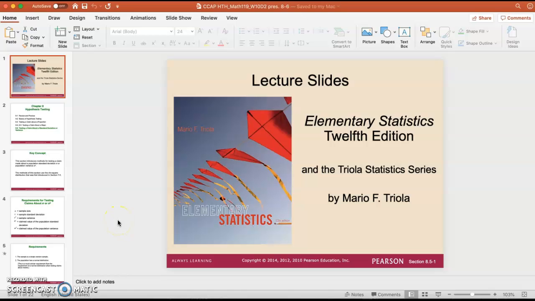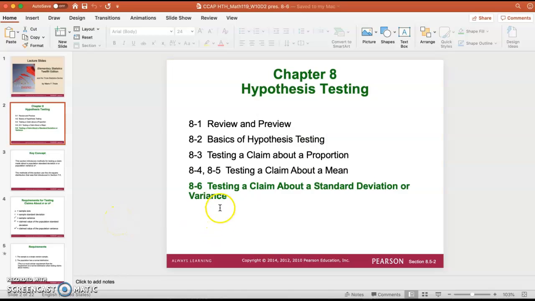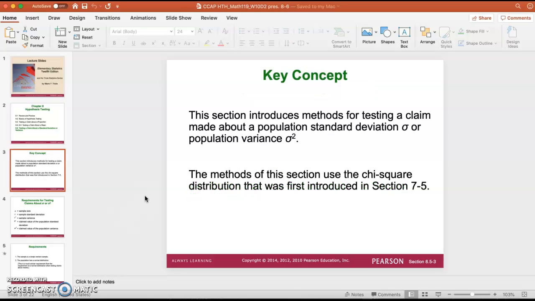Hello. Just want to briefly go over some stuff with section 8-6, testing a claim about a standard deviation or variance. So essentially, we're going to apply hypothesis testing to now testing for a standard deviation or a variance. This section can be a little complicated, so I want this to be more of just an introduction to this section. Won't spend too much time on this one.